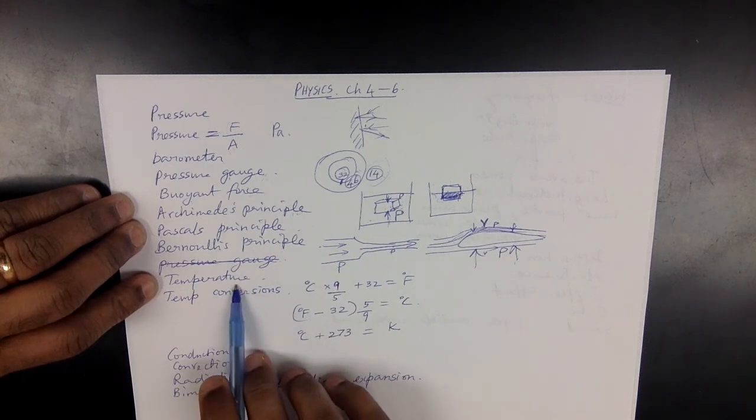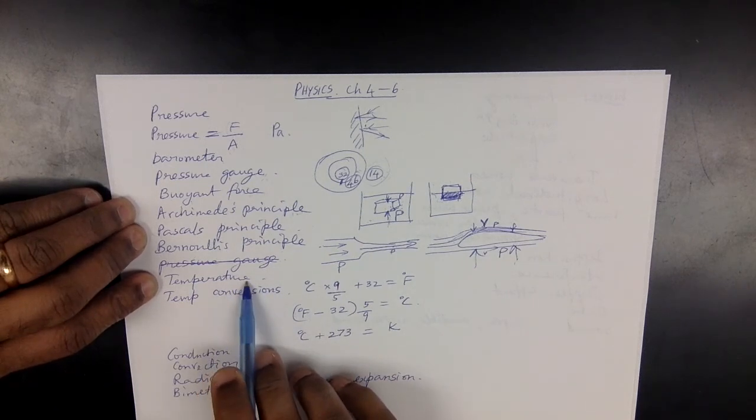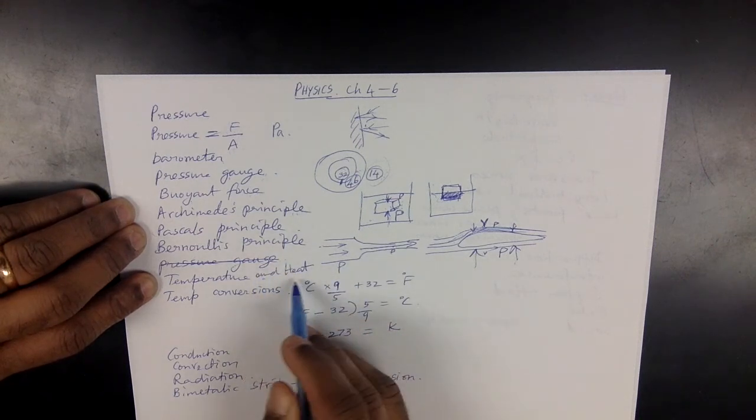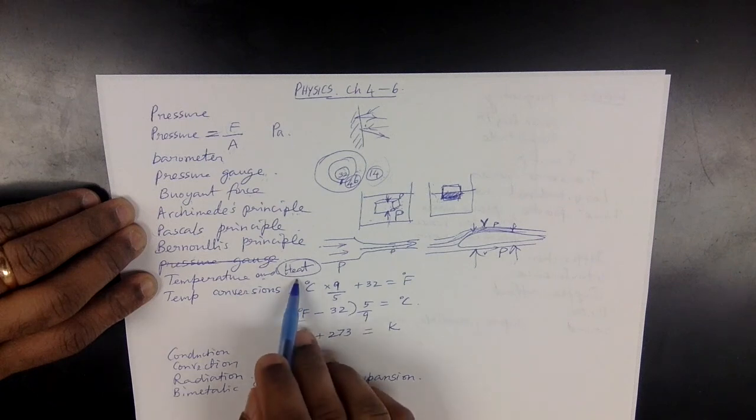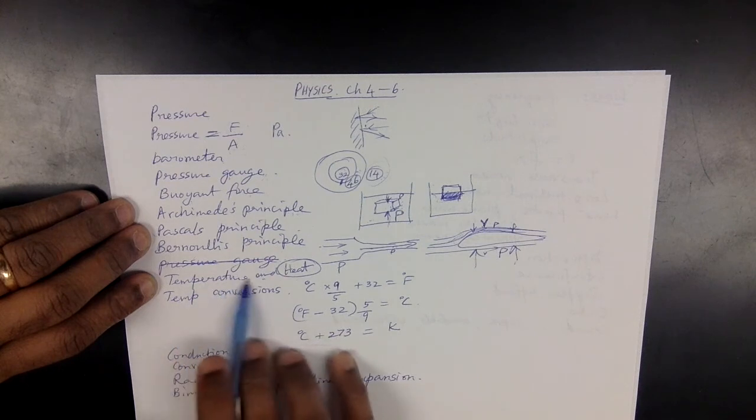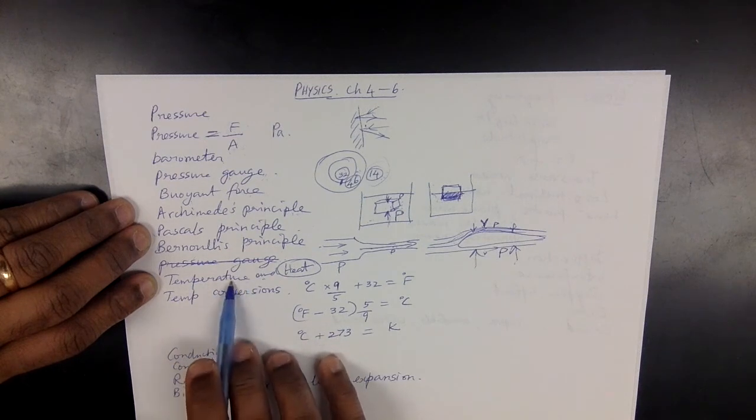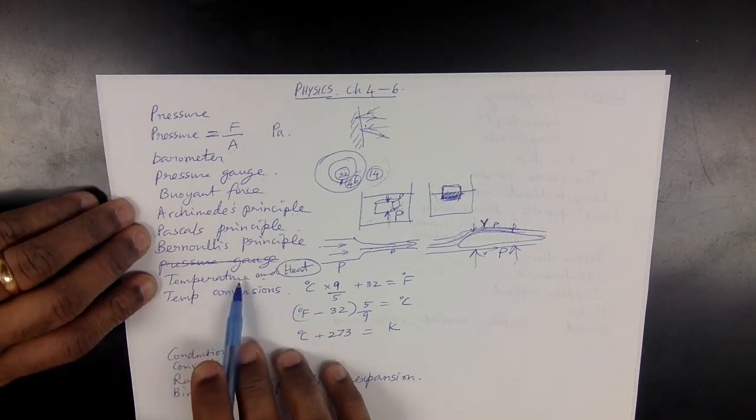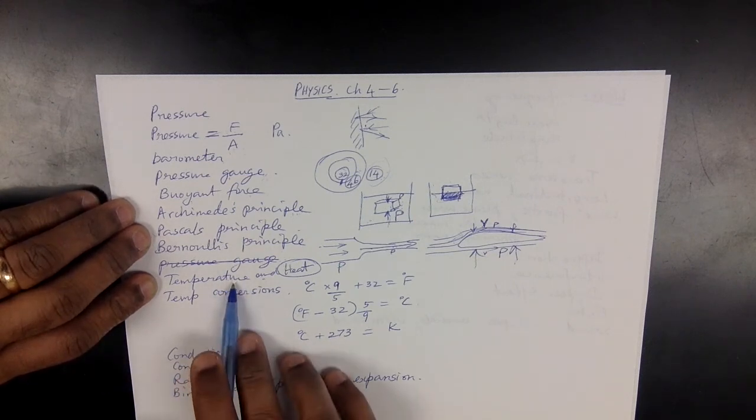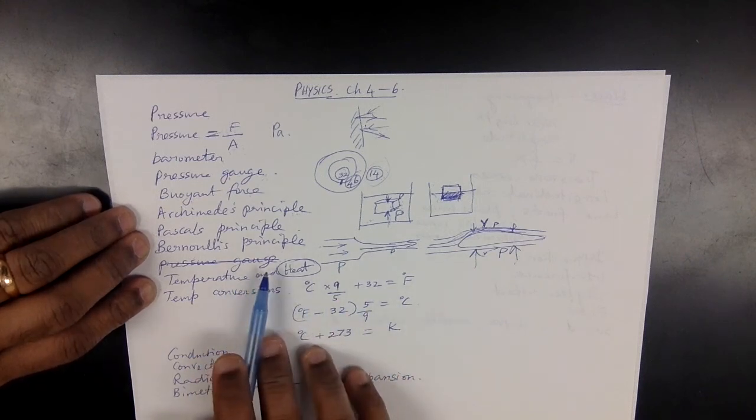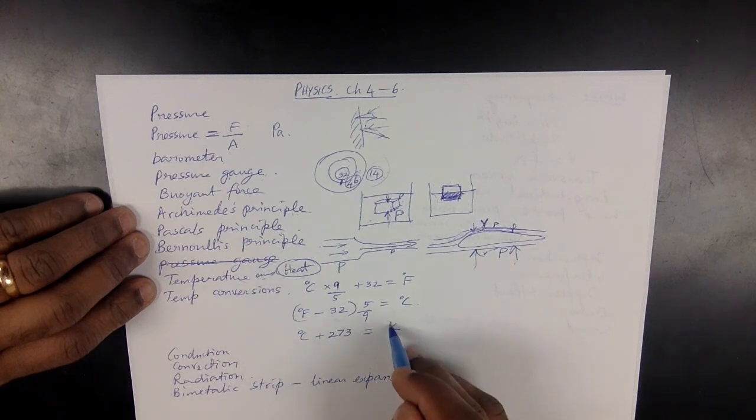Then temperature and heat. Heat is the sum of the kinetic and potential energies of the particles in an object, whereas temperature is proportional to the average kinetic energy. Temperature is always proportional to the average kinetic energy of the particles. And temperature is measured in different units, Celsius, Fahrenheit and all that, but Kelvin is the unit which is SI.